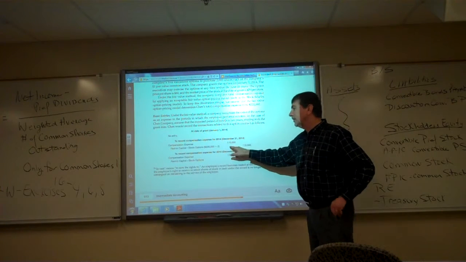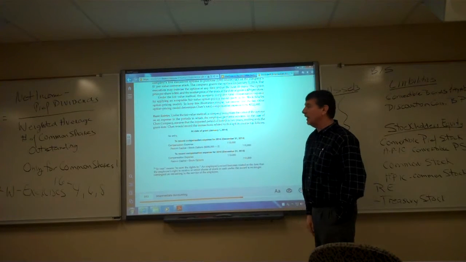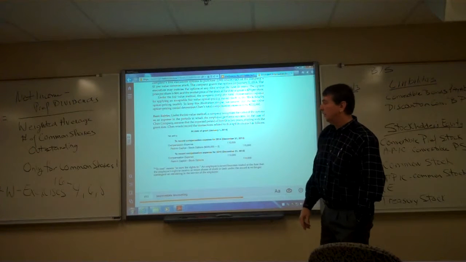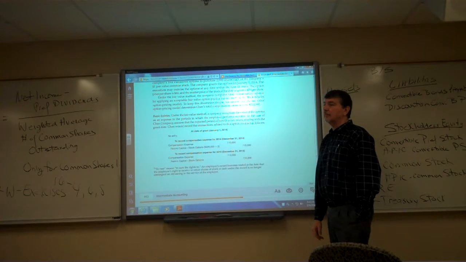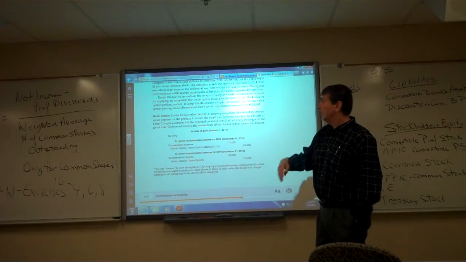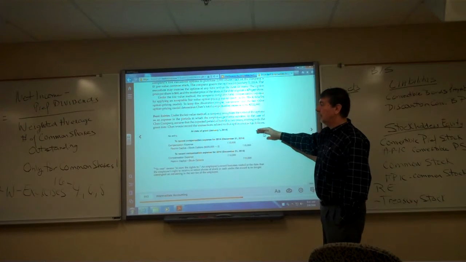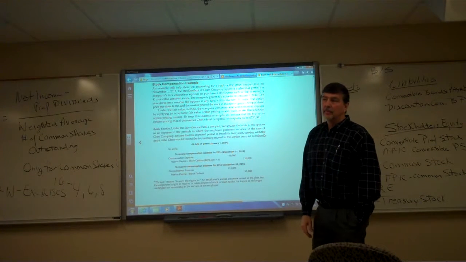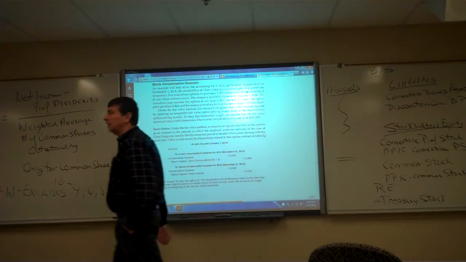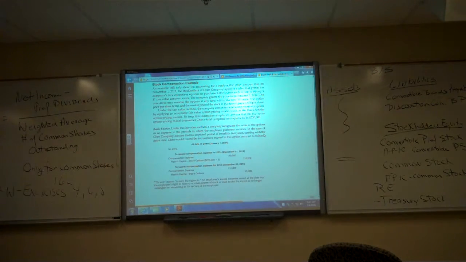So we're going to debit compensation expense and credit paid in capital stock options at the end of 14, at the end of 15. If it was a 3-year service period, we would divide this by 3, and we would make 3 entries. We're allocating our compensation expense over the service period.